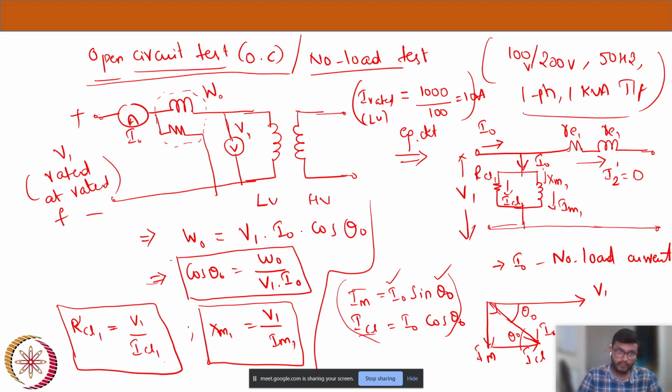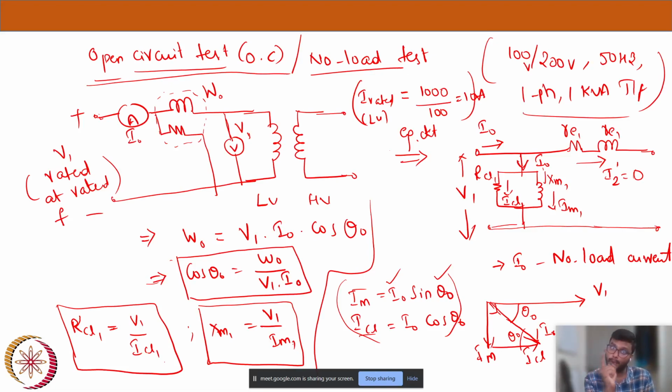So now coming to the question, why are we conducting this open circuit test by open circuiting the HV side, and why are we not open circuiting the LV side? When we are open circuiting one end, we have to supply the rated voltage at the other end, right? Now if I am supplying the rated voltage of 100 volts on the primary side, I will get 200 volts at the secondary.